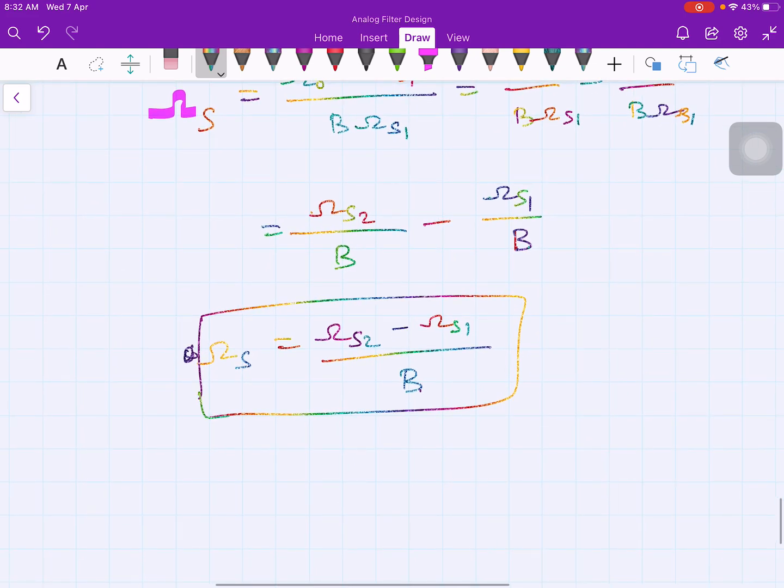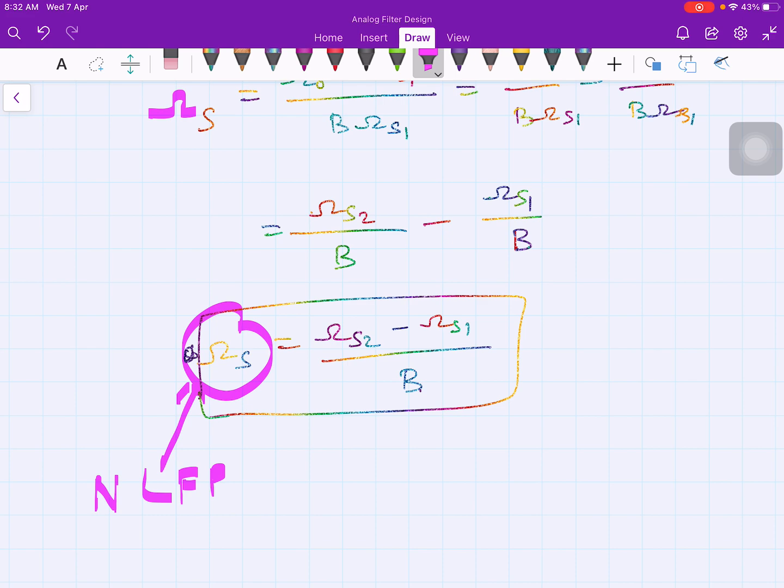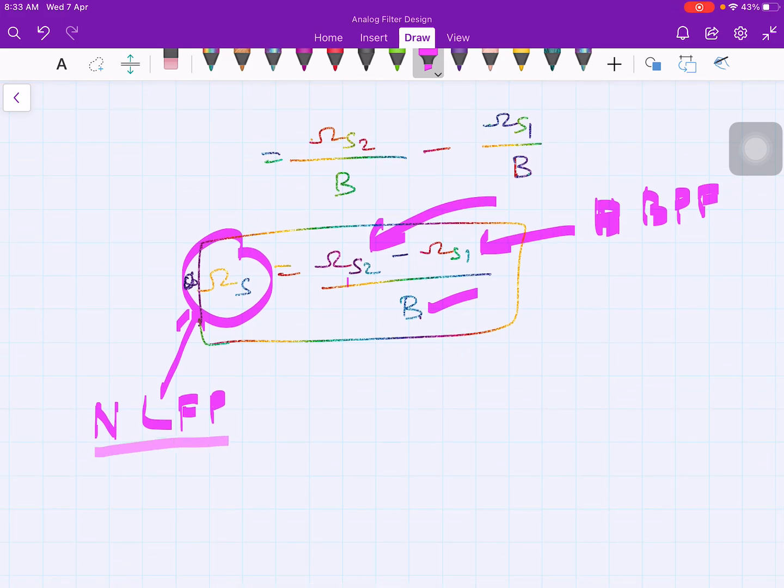Okay, and see, this omega s corresponds to a normalized low pass filter, and this omega s1 and omega s2 belong to band pass filter. So from the given specifications, we will be able to find out this omega s1 and omega s2, because omega s1 and omega s2 are given in these specifications, and B also we can calculate from the given specifications. So with that known value, you will be able to find out omega s. Why omega s is needed? Because our starting point is designing the normalized low pass filter. That's why we are doing this.